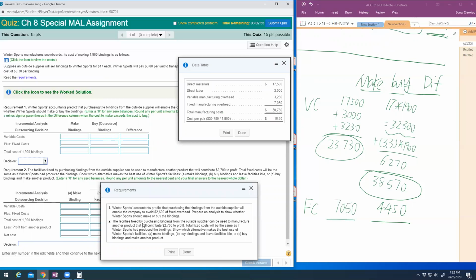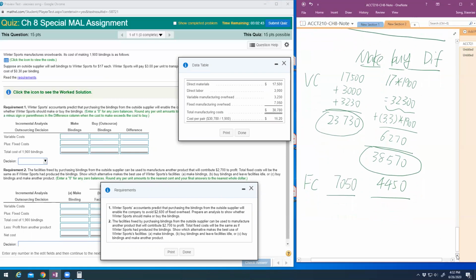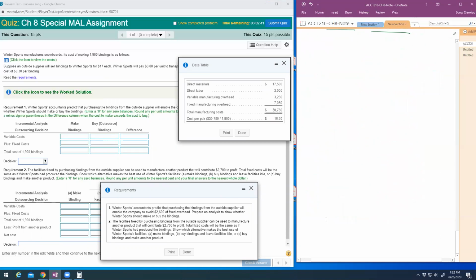Now it says the facility freed by purchasing, we can use it to do something else and get 2,700. If we buy, we can use the equipment and do something else and get 2,700. So the fixed cost will be the same as if you had purchased the bonding. So which alternative makes the best use of your facility? Make, buy and leave the facility idle, or buy but make another product.